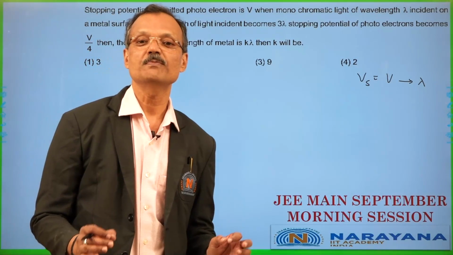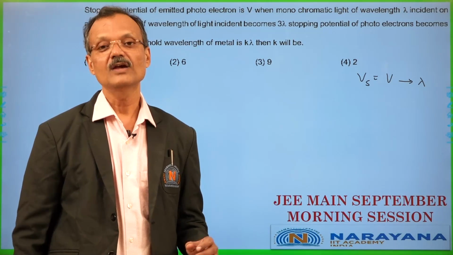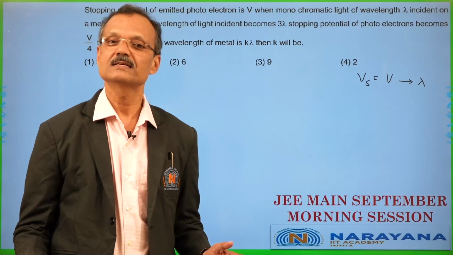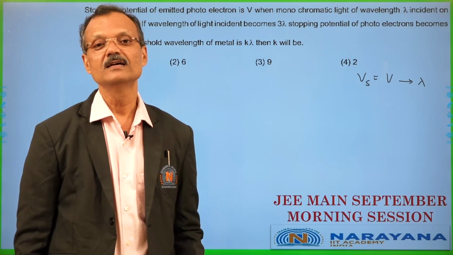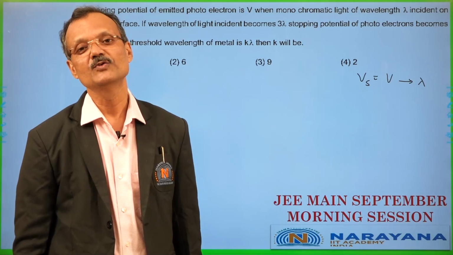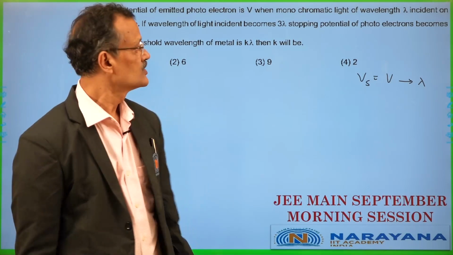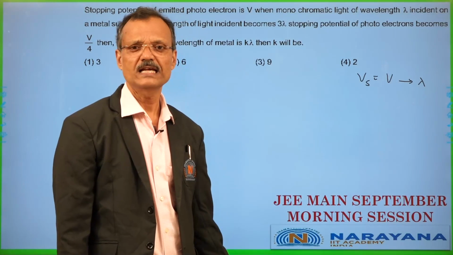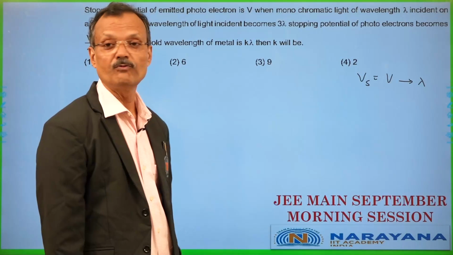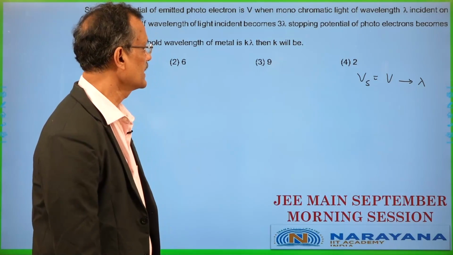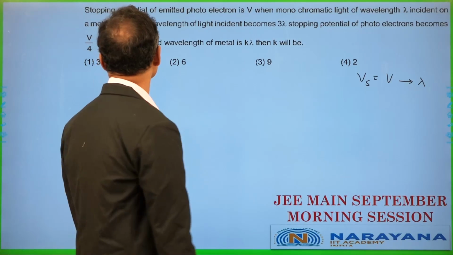equal to h nu minus h nu naught, where nu naught is threshold frequency, equal to hc by lambda minus hc by lambda naught. Lambda naught is your threshold wavelength. This must be equal to e into Vs, where Vs is the stopping potential. So for this problem, certainly without reading the problem, we can say we'll have to go for Einstein's photoelectric equation in which stopping potential is involved.